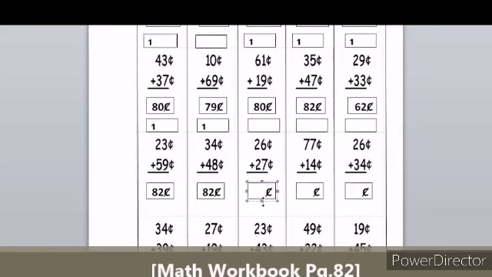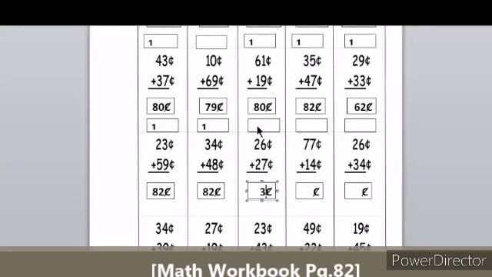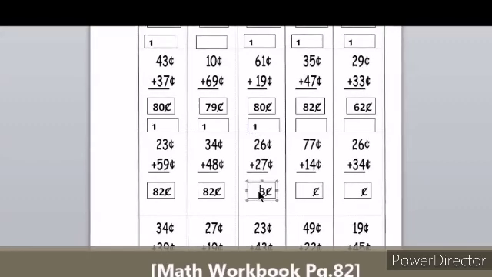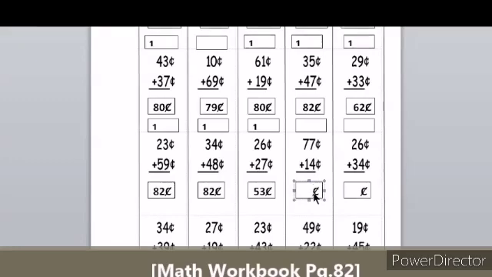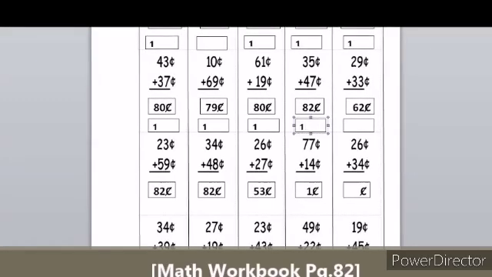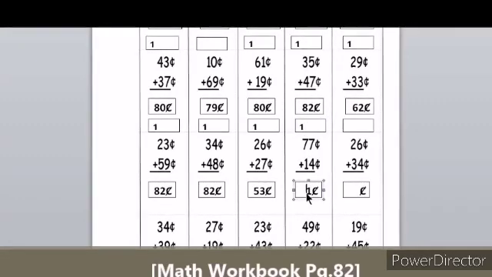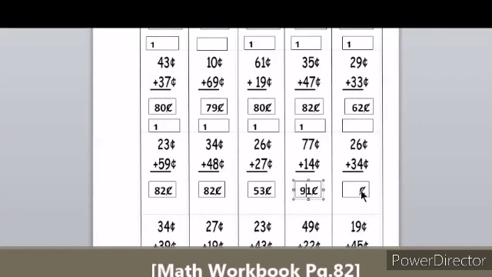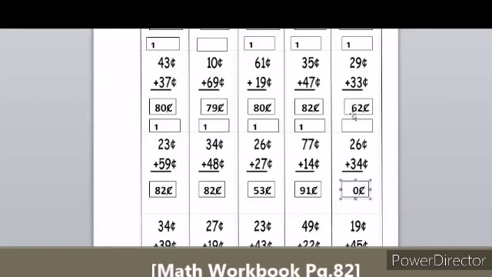Next one, see 6 plus 7 is 13. So 3 you have to write down and 1 on the top. Carry over. 1 plus 2 is 5. 53 cents. Then 77 cents plus 14 cents. 7 plus 4 how much? 11. So 1 you have to write in the answer column and 1 on the top. You have to carry forward. So 1 plus 7 plus 1 is 9. 91 cents.